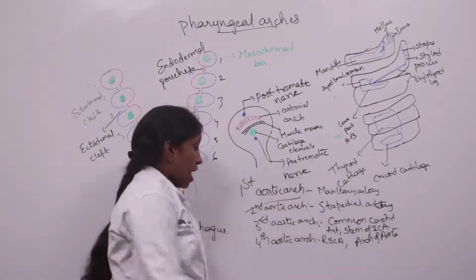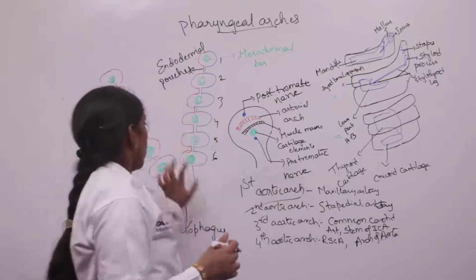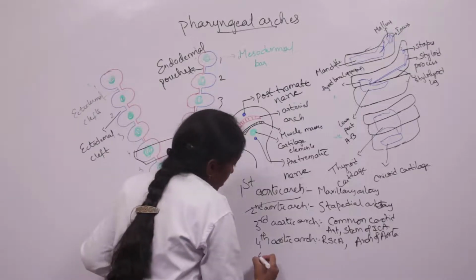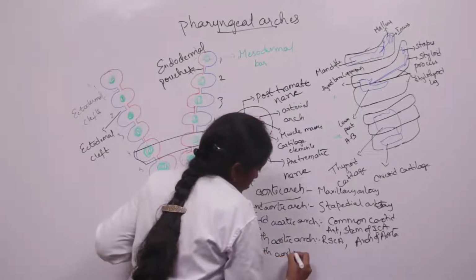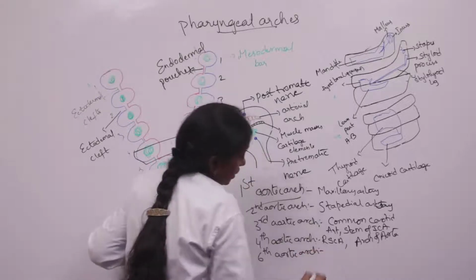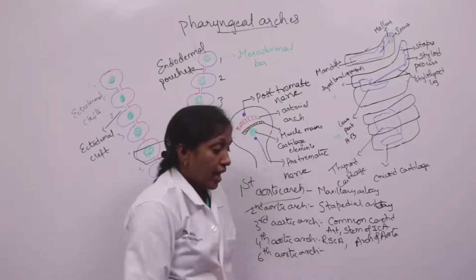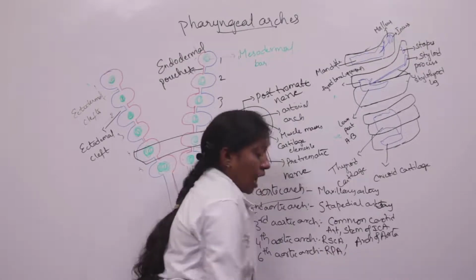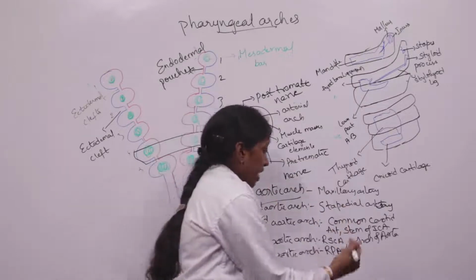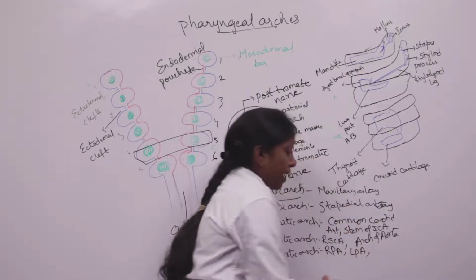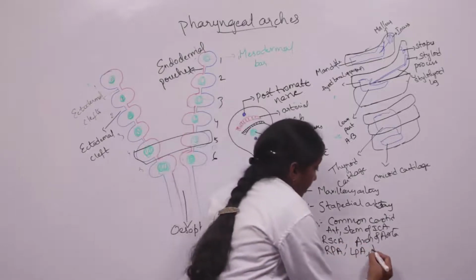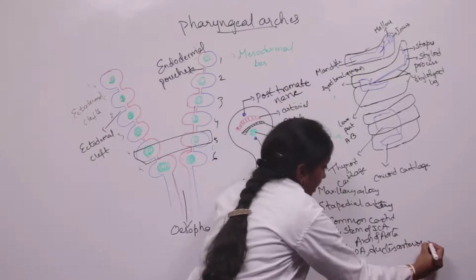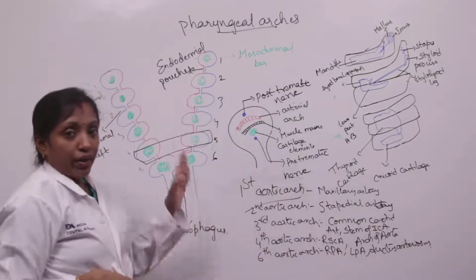On the left side it forms the arch of aorta. We know that the fifth aortic arch disappears. So the fifth one disappears, and coming to the sixth aortic arch. On the right side, the ventral part forms the right pulmonary artery, and the dorsal part regresses. On the left side, it forms the left pulmonary artery, and the dorsal part forms the ductus arteriosus. So these are the derivatives of the aortic arches.